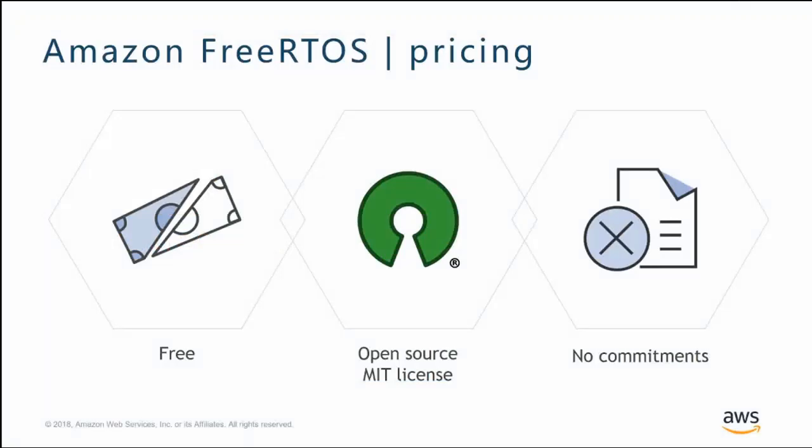So everything we've developed is free, open source, and introduced under the MIT license, and comes with no commitments to use AWS. So while we've built libraries that facilitate connectivity to AWS IoT Core and AWS Greengrass, there's no commitment to actually use those libraries if it doesn't suit your use case. So I think the best way to show what we've built with Amazon FreeRTOS is to show a demo.